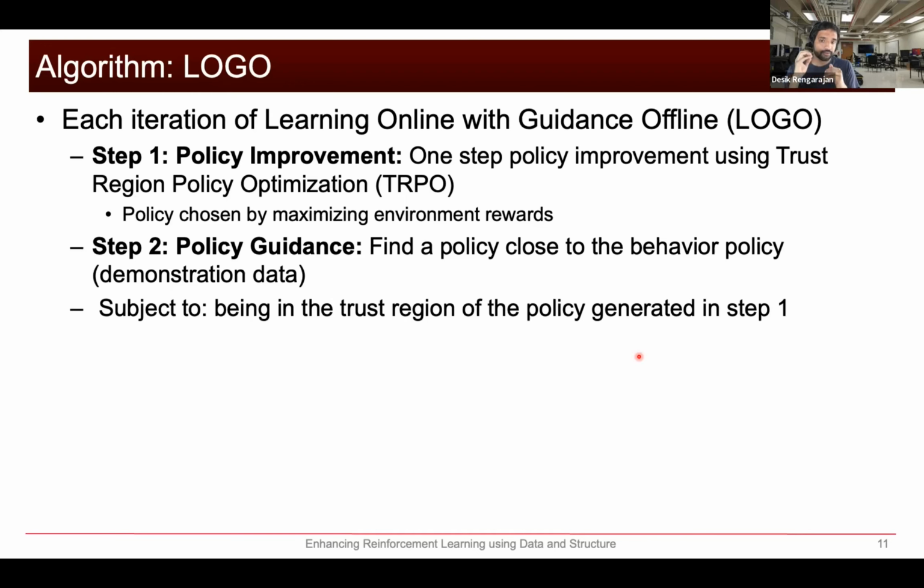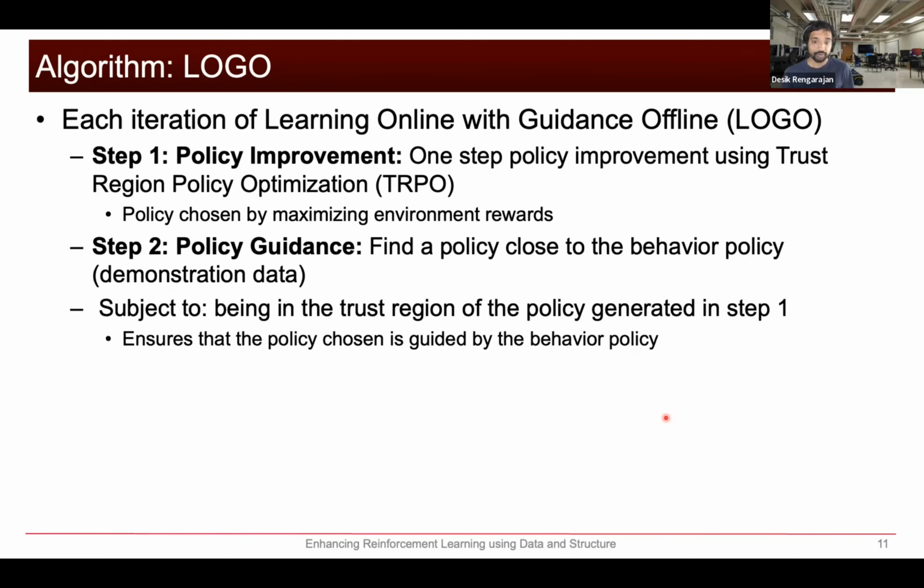So basically, each step of our algorithm has 2 parts. The first part is the policy improvement step, where we improve using the rewards obtained from the environment. And the second part is the policy guidance step, where we change the policy suggested by improving the environment rewards using the demonstration data that we have. This ensures that the policy chosen is guided by the behavior policy and we're not completely imitating it. And this is done because the behavior policy might be suboptimal.